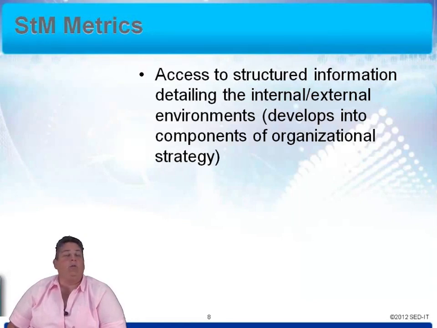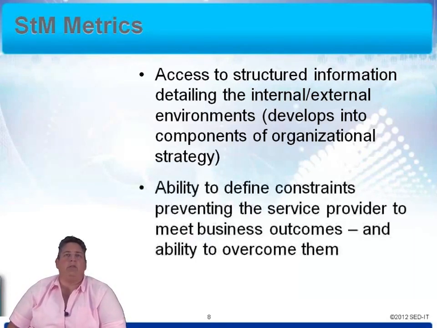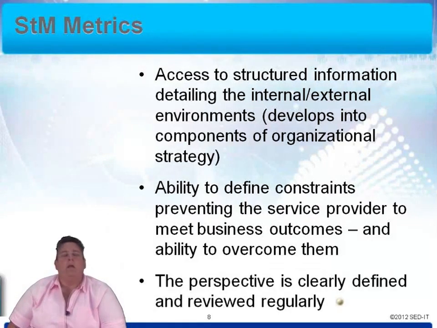A KPI would be directly related to the knowledge management process in terms of, is the necessary information readily available? So did we get the information when we needed it? And was the information at the appropriate depth? Another CSF would be the ability to define the constraints preventing the service provider from meeting business outcomes, as well as the ability to overcome them. The third CSF is the perspective clearly defined and reviewed regularly.